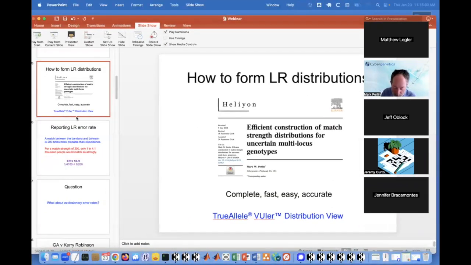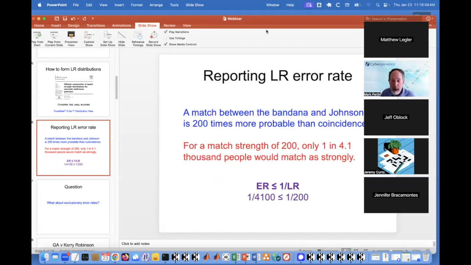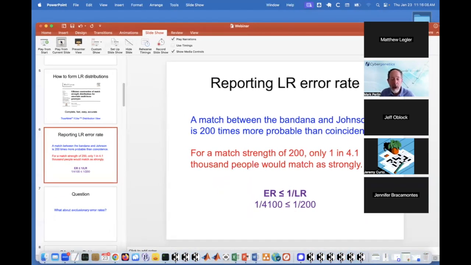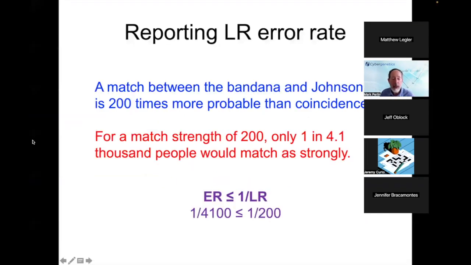So what we're going to show now is the basic language when you start reporting error rates. We have detailed protocols, which obviously will help you get started with this. And we have language that we've used in our reports hundreds of times in court. To summarize the likelihood ratio shown in blue, we'd say a match between the bandana and Johnson is 200 times more probable than coincidence. That's with the most conservative ethnic group.